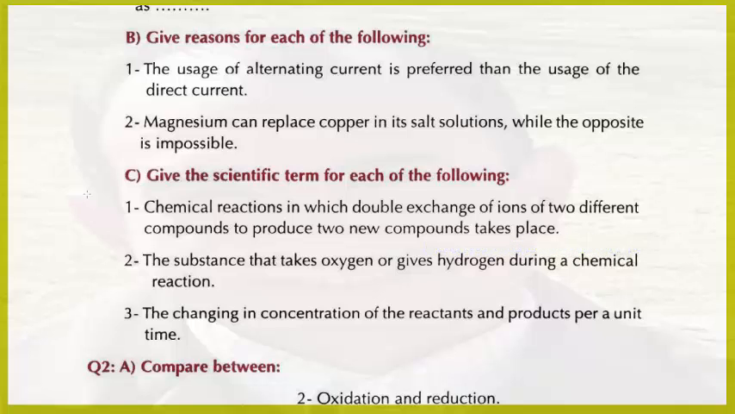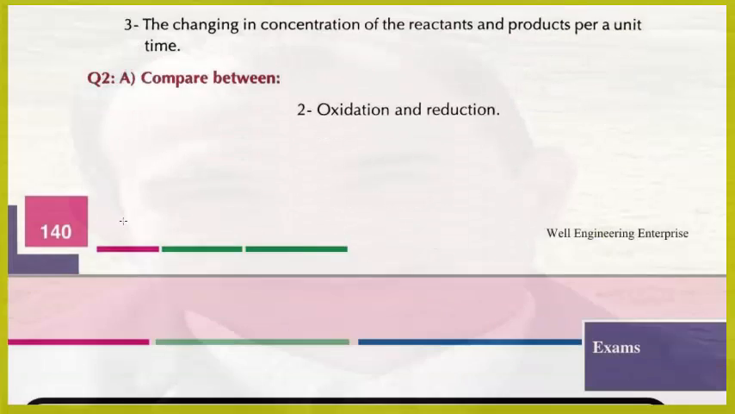Number 2. The substance that takes oxygen or gives hydrogen during a chemical reaction. The answer: reducing agent. Number 3. The change in concentration of the reactants and products per unit time. The answer: rate, speed of chemical reaction.